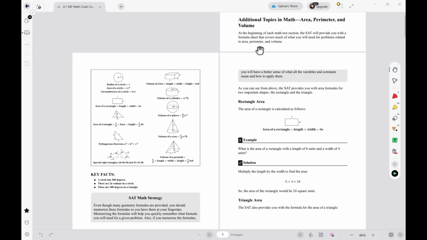Okay, so they're just telling everything here. Just read this part. They're just going to provide you all the formulas that are necessary.